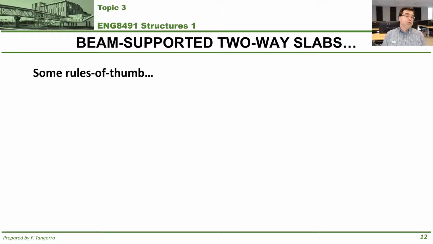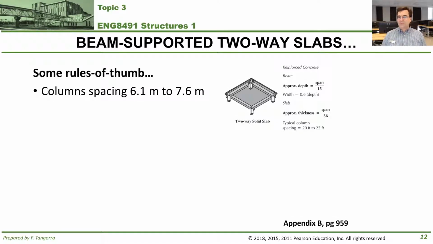When it comes to two-way slabs, some rules of thumb. Column spacing for a typical two-way slab is anywhere between 6.1 and 7.6 meters. And that's usually in both directions, because for a two-way slab, you want the distances of columns on both sides of the slab to be close to the same.